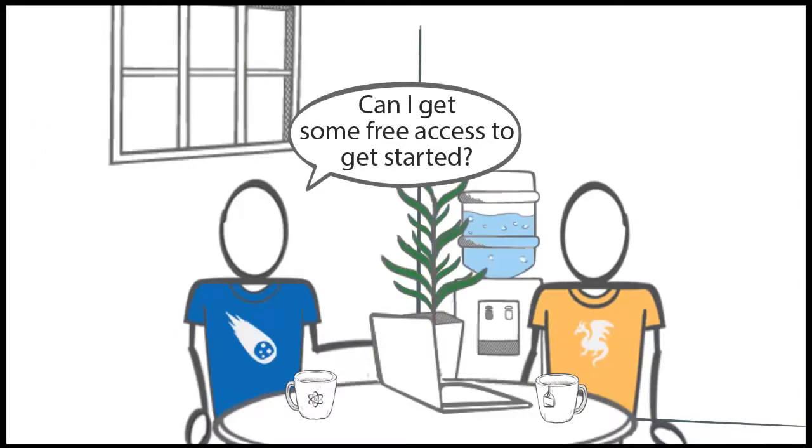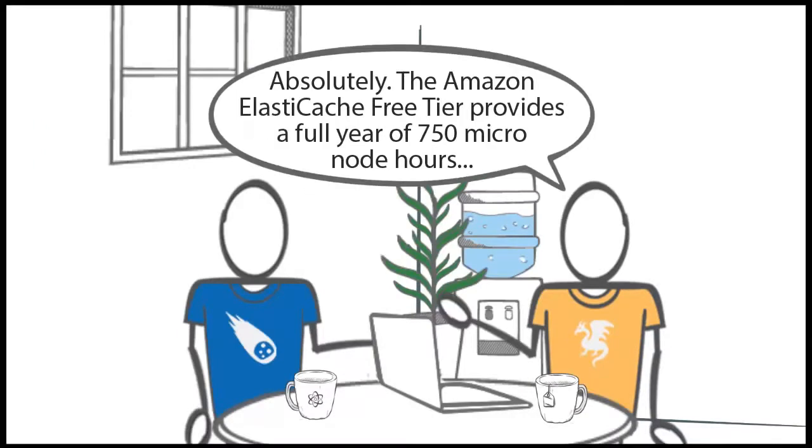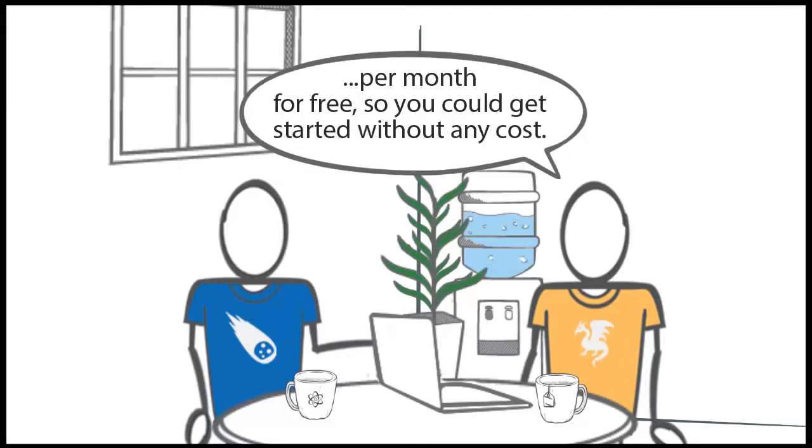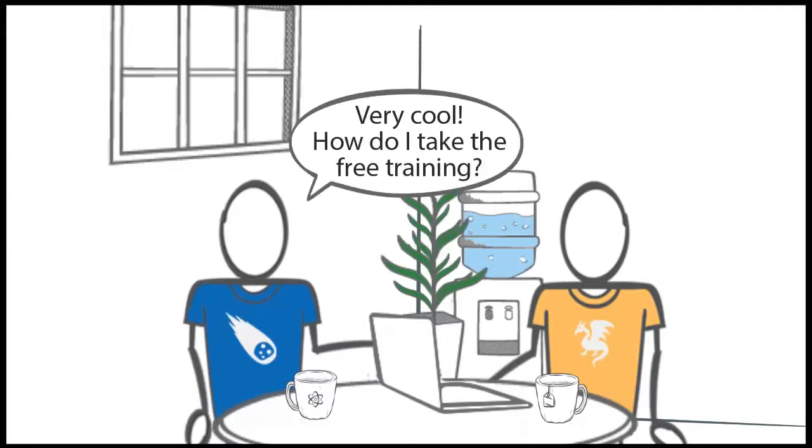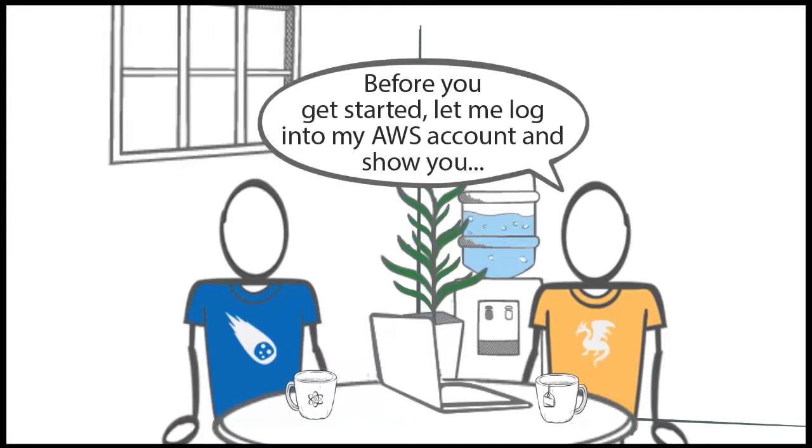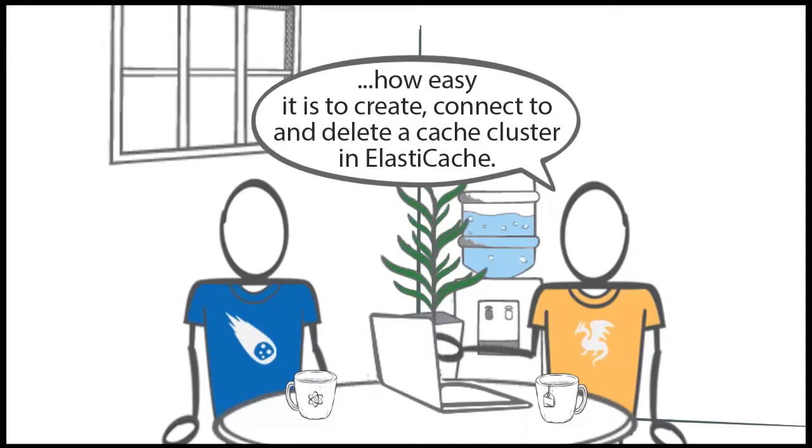Can I get some free access to get started? Absolutely. The Amazon ElastiCache free tier provides a full year of 750 micronode hours per month for free, so you could get started without any cost. Very cool. How do I take the free training? Before you get started, let me log into my AWS account and show you how easy it is to create, connect to, and delete a cache cluster in ElastiCache.